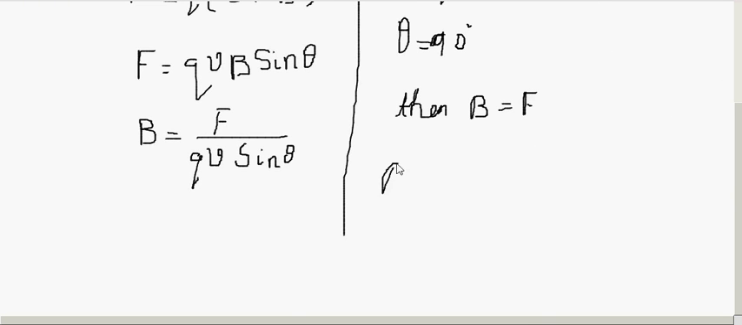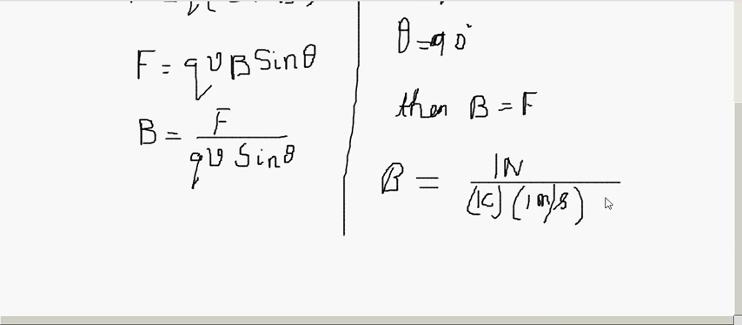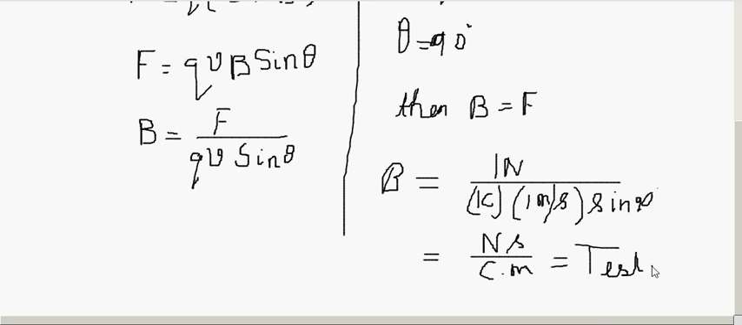So now by applying the units, I can say that B is 1 newton divided by 1 coulomb into 1 meter per second into sine 90, that is 1. This becomes 1, and the unit is newton second per coulomb meter, or sometimes I can write it as newton divided by ampere meter, because coulomb per second is ampere. The unit is newton second per coulomb meter, or this is also known as Tesla, symbol T.